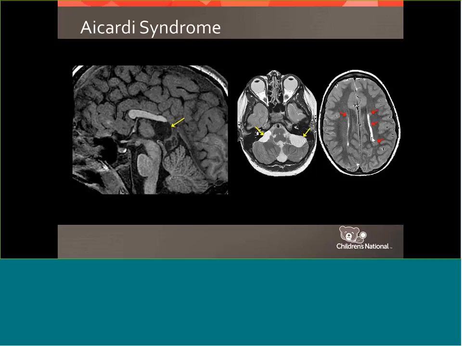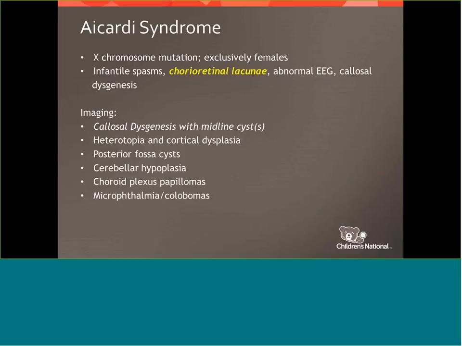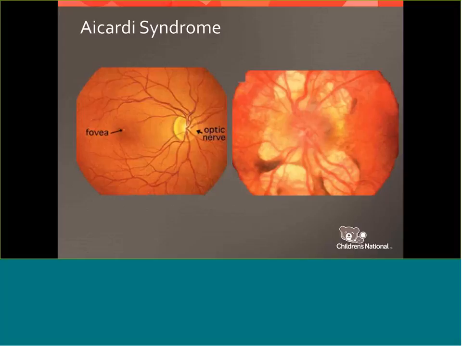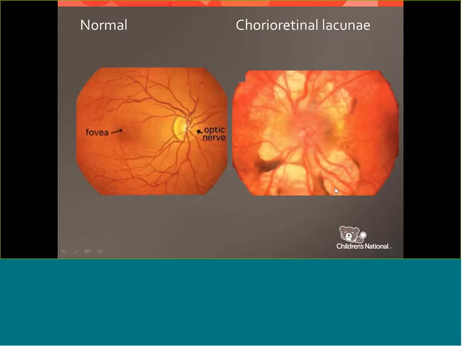And so this is the Aicardi syndrome. It's an X chromosome mutation, so it's exclusively females unless, you know, the patient has Klinefelter's. And they have clinically infantile spasms, abnormal EEG, callosal dysgenesis, and I highlighted chorioretinal lacunae, which is the hallmark of the disease. So these patients should be, if there's a suspicion of this, referred to ophthalmology to look for these classic chorioretinal lacunae, or lakes in the retina, that are diagnostic.